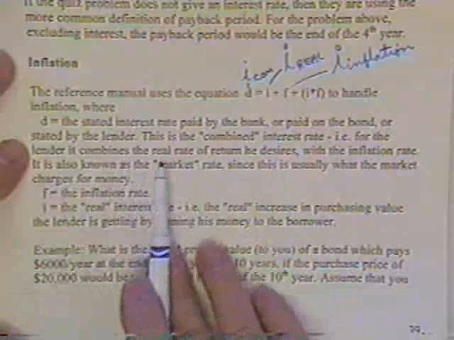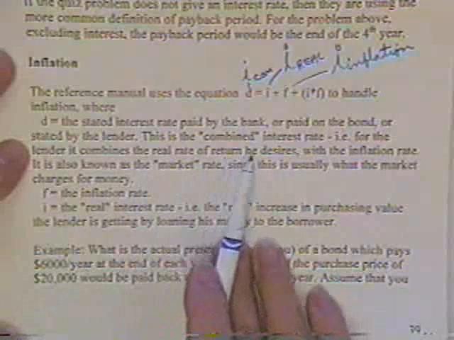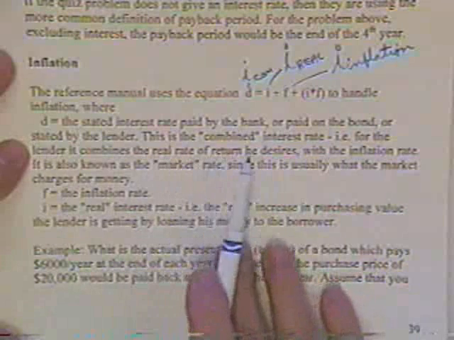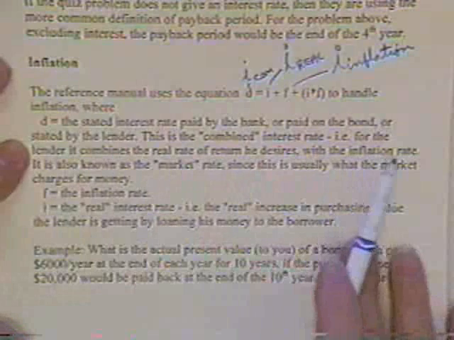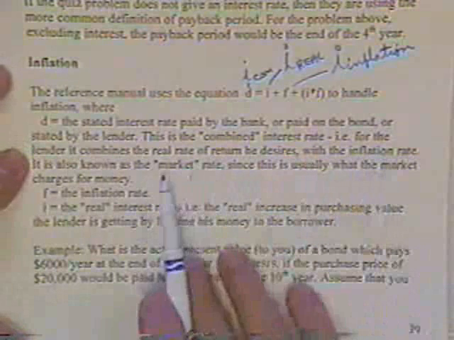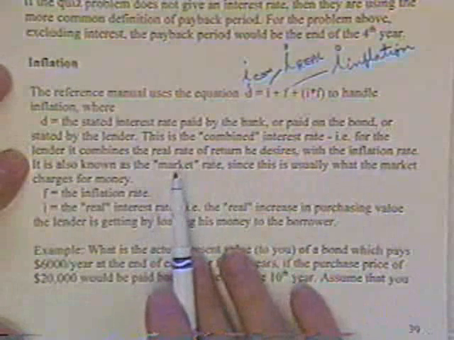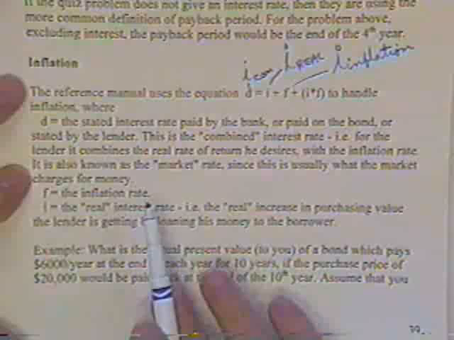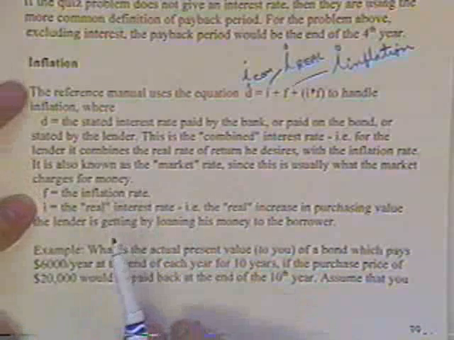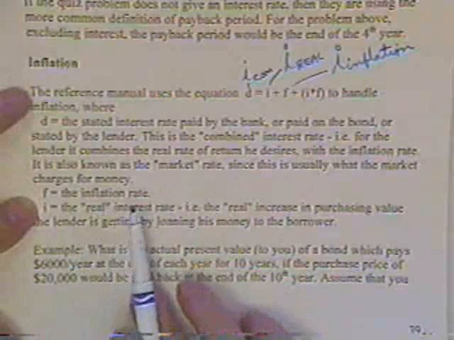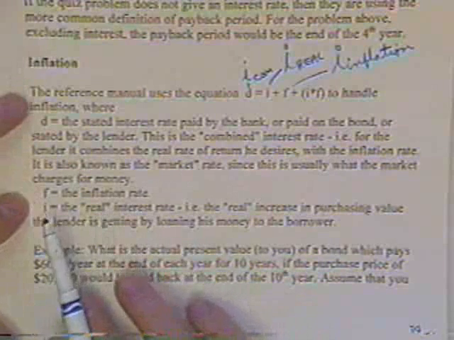For the lender, it combines the real rate of return, with which he really makes some money, and it includes the inflation rate, in which he doesn't do anything but lose money. You would probably also call that the market rate, because that's usually what the market charges for money. F is the inflation rate. I is the real interest rate. And he tells you what these terms are.